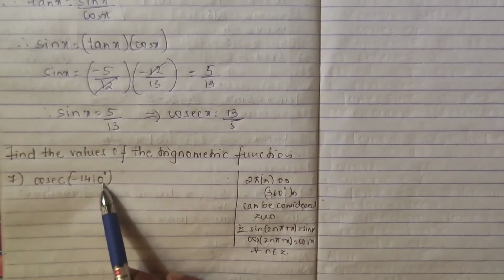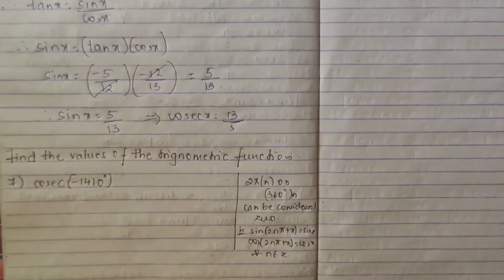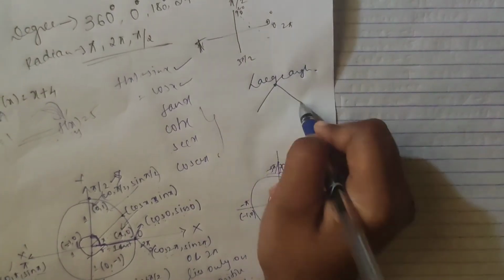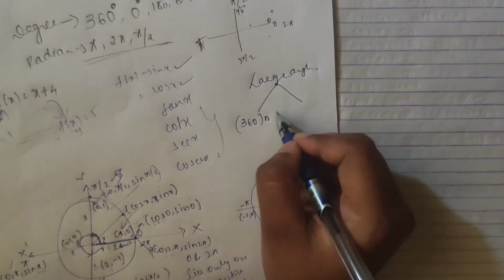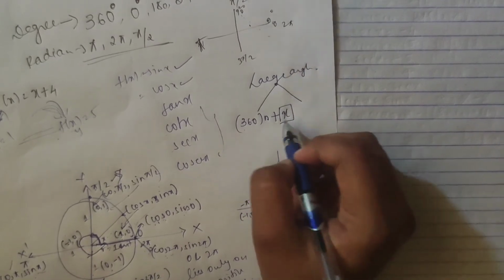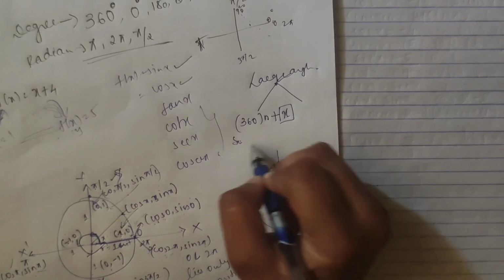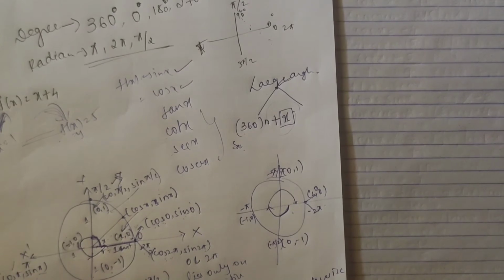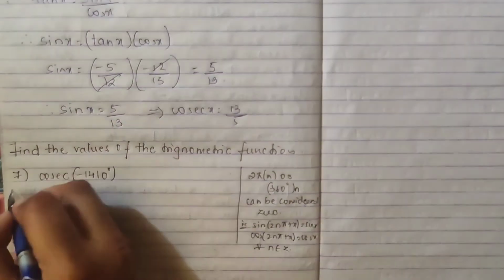So for these angles, how do we break them? 360 into n, and then add the remaining value. For a large angle, we break it as 360 into n plus the remaining value, so that when you apply sine or cos you get just the x value, and then you get the answer. In this way you have to do it. So now we will see how we'll solve it.